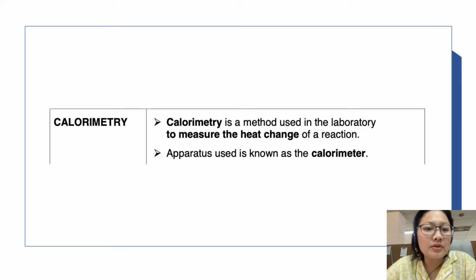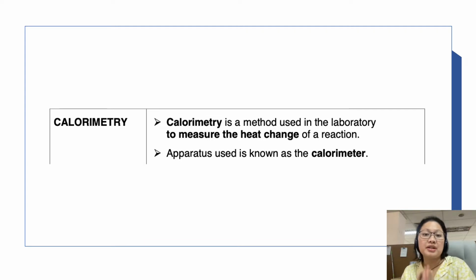Okay, so let's take a look first. In the laboratory, usually the scientists will use calorimetry. So calorimetry, as you can see here, is a method used in the laboratory to measure the heat change of a reaction. And for the scientists or the food tech people, when they want to know how much calorie for each portion of the food, they will use calorimeter in this study.